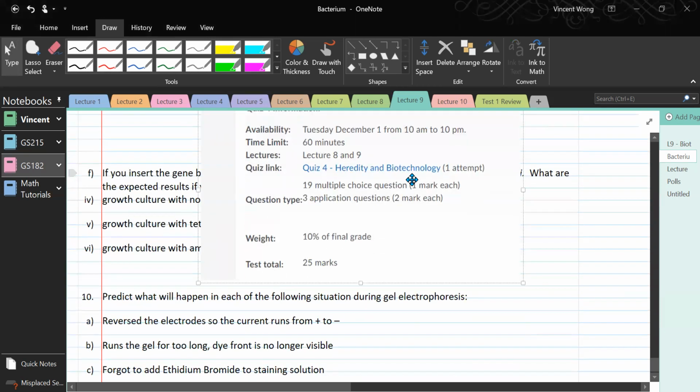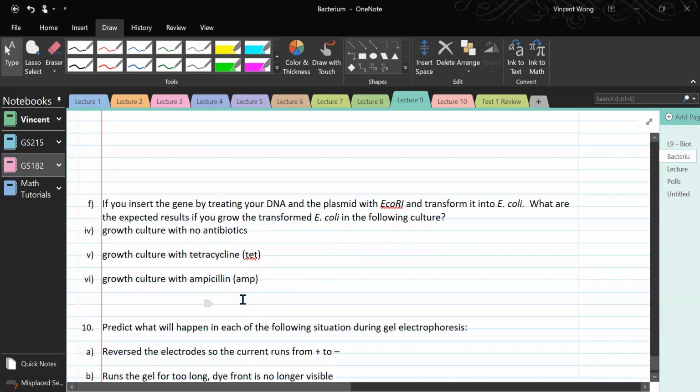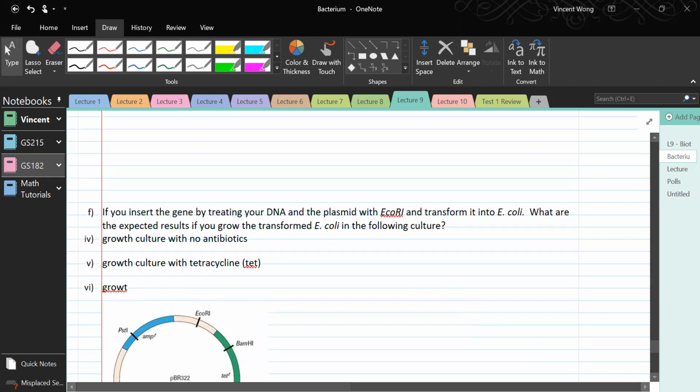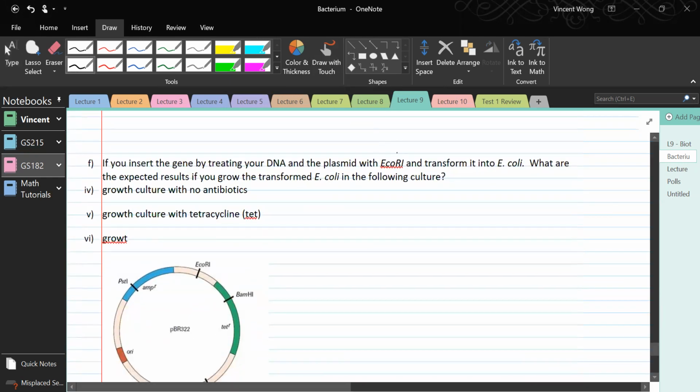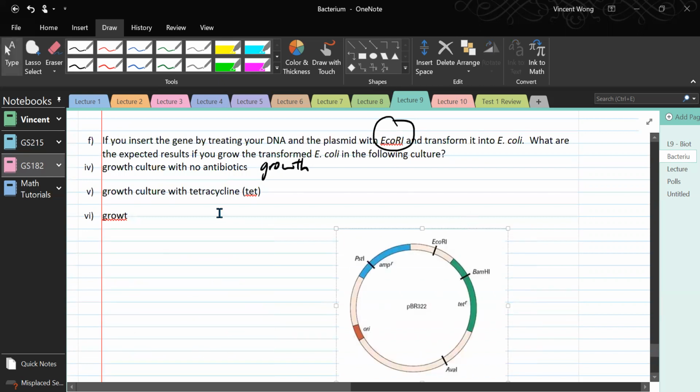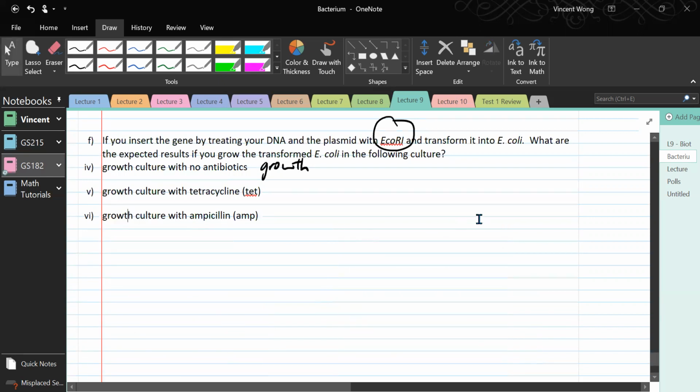Okay, let's do another one. We are going to insert using the EcoRI location. So EcoRI is right here. Let's do a poll. Growth with no antibiotic will always grow, so normal growth. What about in the presence of tetracycline? Is it going to grow in the presence of tetracycline? What do you guys think? Yes or no?